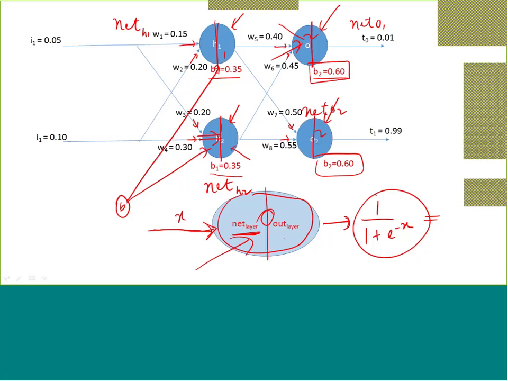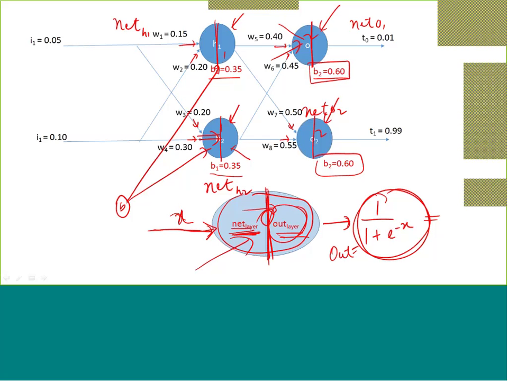For example, when I get input x, my net is x, and the output of the sigmoid function will be my out. So net will be x and out will be 1 upon 1 plus e to the power minus x. Whatever transformation happens due to the sigmoid function is denoted by out. I hope the notations are quite clear.